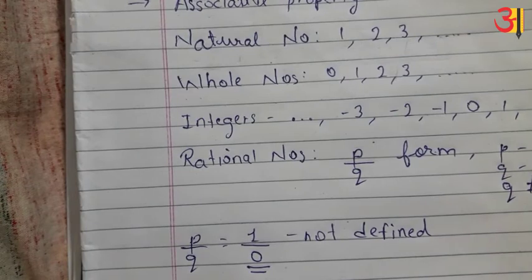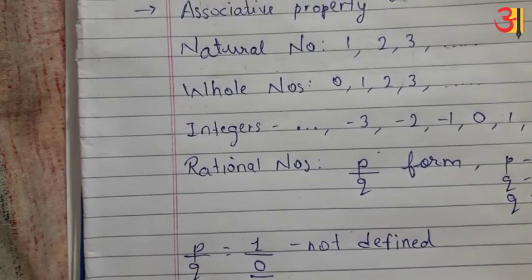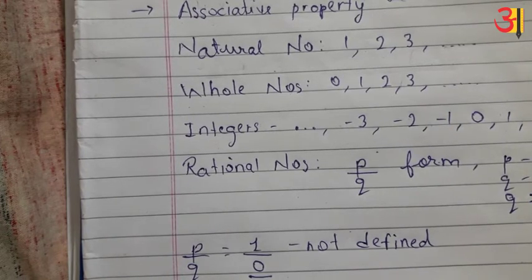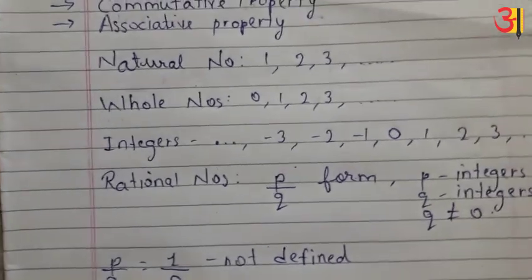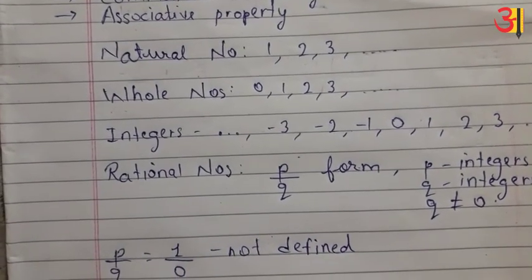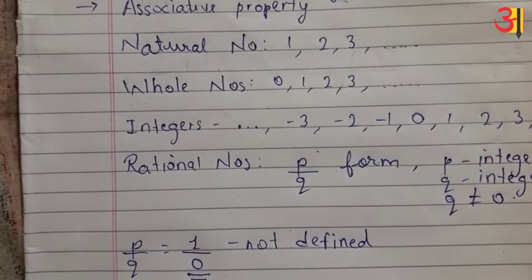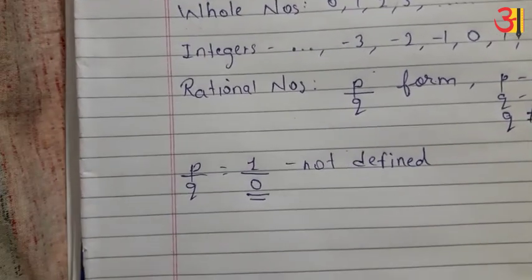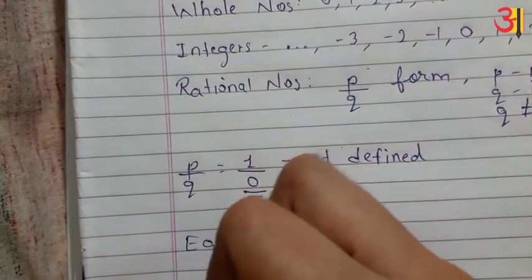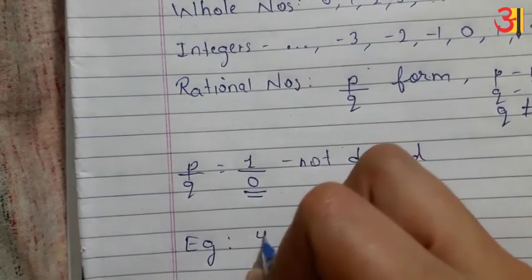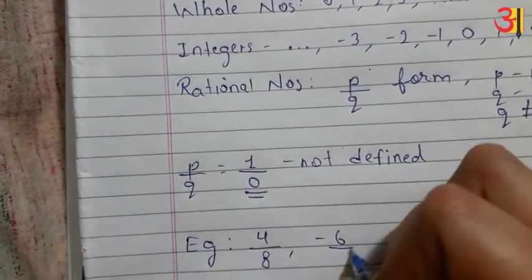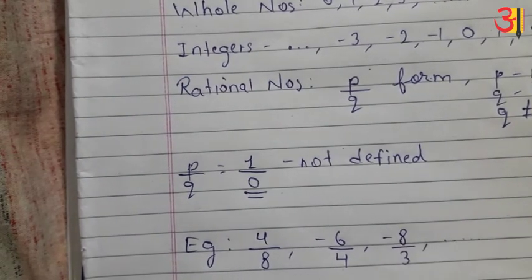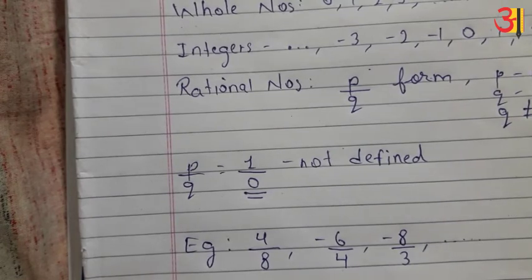So, I just wanted to read this definition: it is a number of the form P upon Q, in which P should be an integer and Q should also be an integer, but the condition is that Q is not equal to 0. Now, let us discuss examples of rational numbers. So, 4 upon 8, -6 upon 4, after that -8 upon 3 and so on. There can be infinite rational numbers.